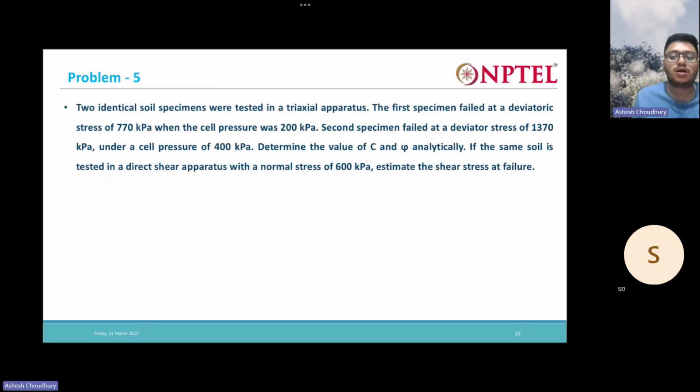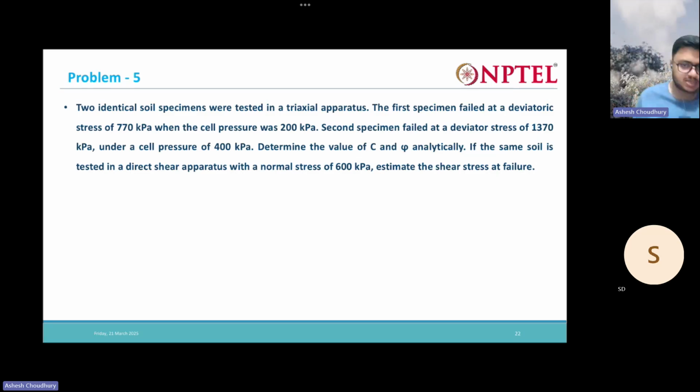Let's see this. Two identical soil specimens were tested in a triaxial apparatus. The first specimen failed at a deviator stress of 770 kPa when the cell pressure was 200 kPa. The second specimen failed at a deviator stress of 1370 kPa and the cell pressure was 400 kPa. Determine C and phi analytically. That means we have two equations, and you can solve for the two unknowns, C and phi. If the same soil is tested in a direct shear test at a normal stress of 300 kPa, estimate the shear stress.